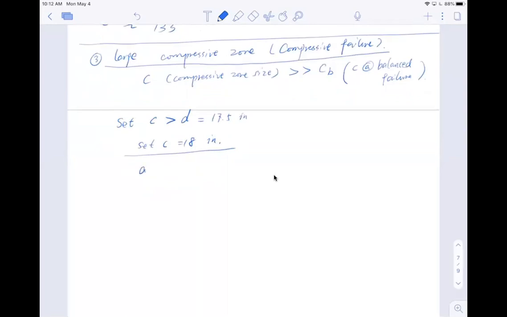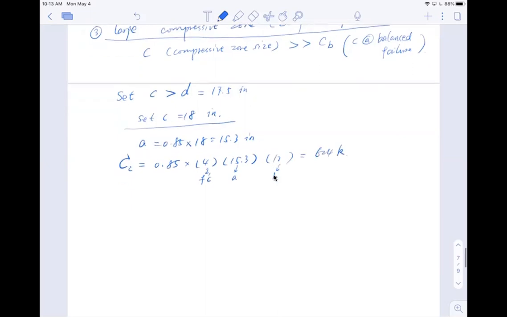Now a, the actual compressive zone, equal to 0.85 multiplied by c, which is 18. So I have 15.3 inches. Okay, so that's my actual compressive zone. So the total compression force by concrete, Cc, equal to 0.85 times the 4 ksi concrete strength, and then this is the a, just in case you forgot these parameters, and then last is the width b here. So this equals 624 kips. Okay, so that's the compression force by concrete.